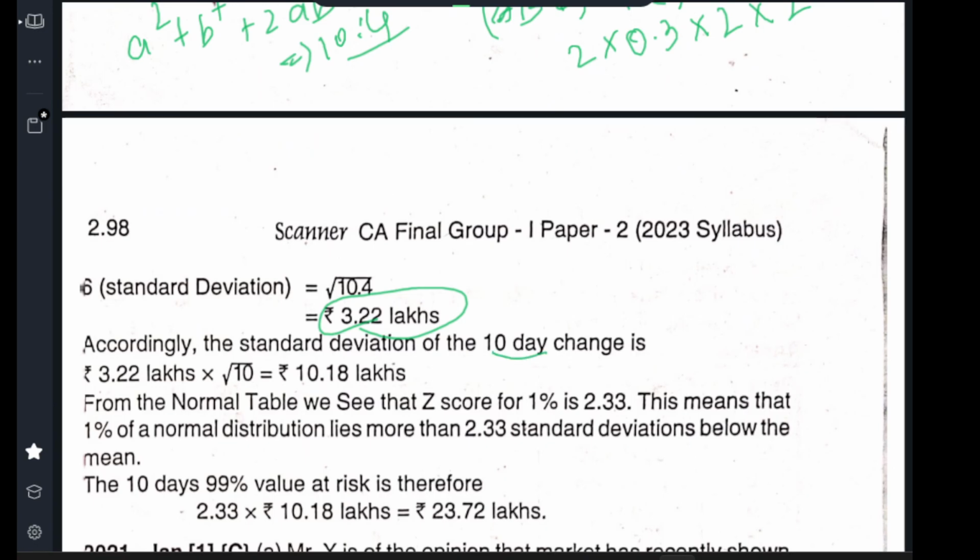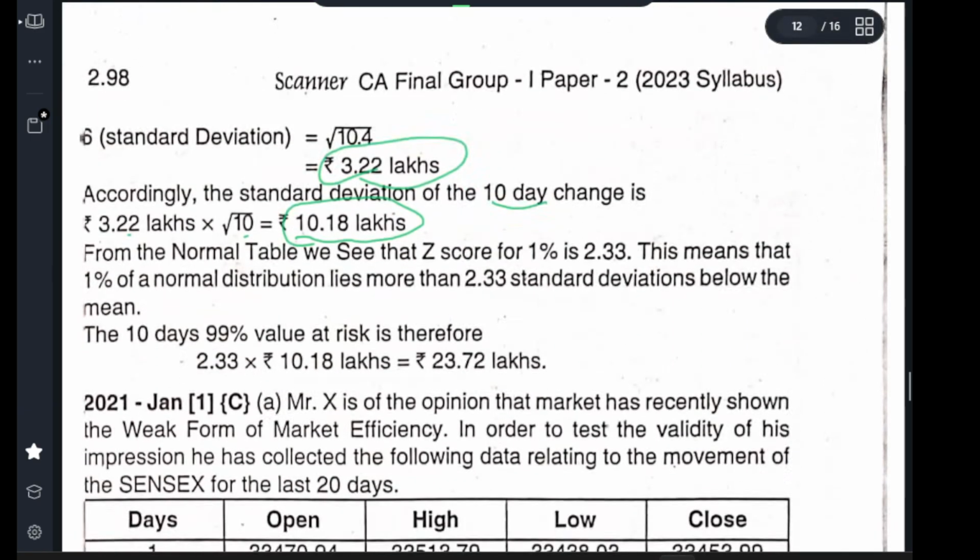The standard deviation for 10 days is root 10. So 3.22 into root 10 is 10.18 lakhs. In the normal table, we see the z score at 1% is 2.33. That means 1% of the standard normal distribution lies 2.33 standard deviations below the mean.